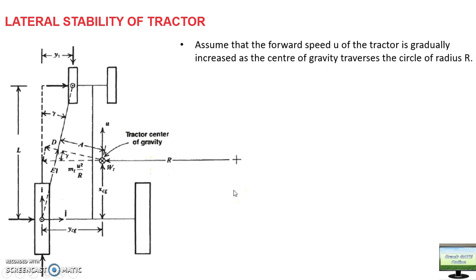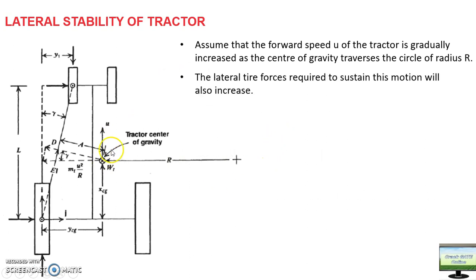so what will happen? Assume that this tractor is moving in the forward direction and u is the forward velocity. This tractor is going to take a turn. We are assuming that the forward speed u of the tractor is gradually increasing. Okay, and when it is increasing, the center of gravity will travel towards the center of this circle whose radius is r. So actually this tractor is going to take a turn.